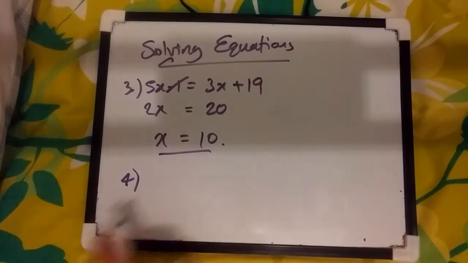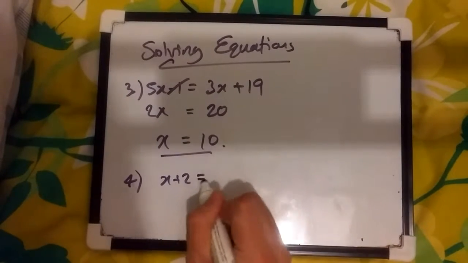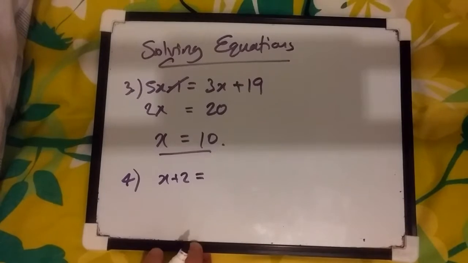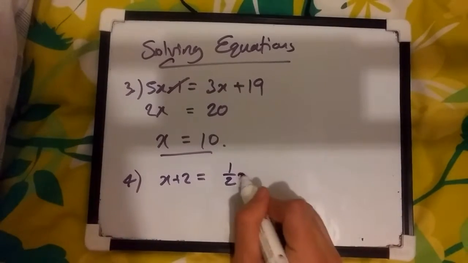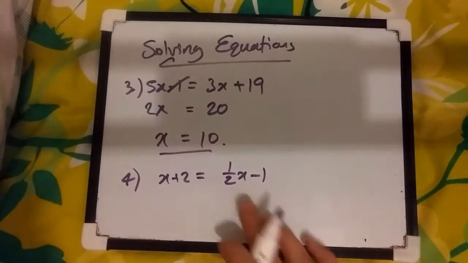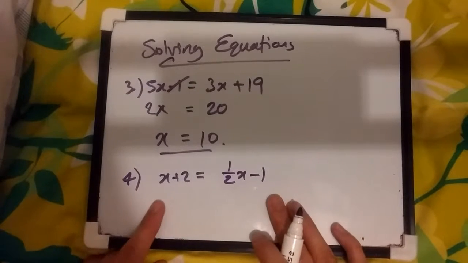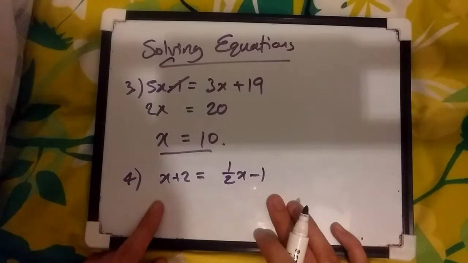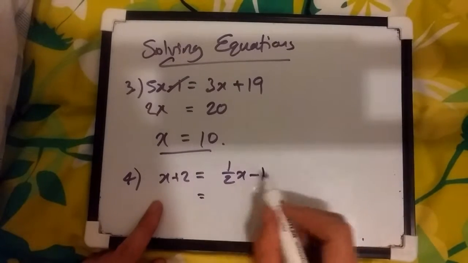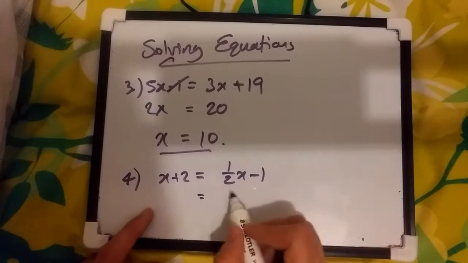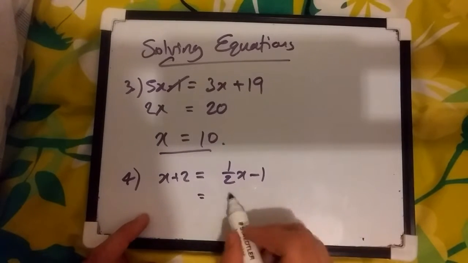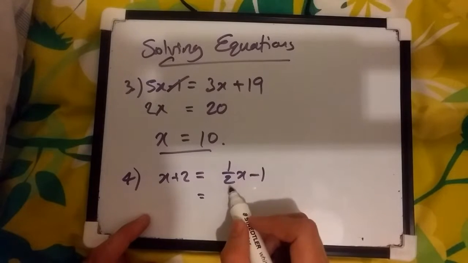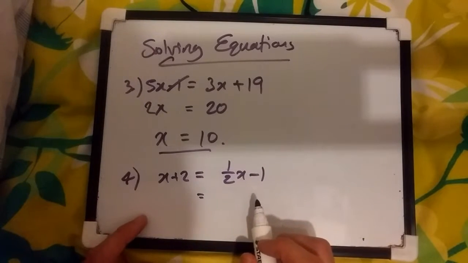This is going to be x plus 2 equals half x minus 1. We'll go fractions now. The idea with fractions, whenever you have a fraction equation, is that we should always multiply across everything by the denominator to get rid of the fraction. Because it's 1 over 2, multiply the whole team by 2.